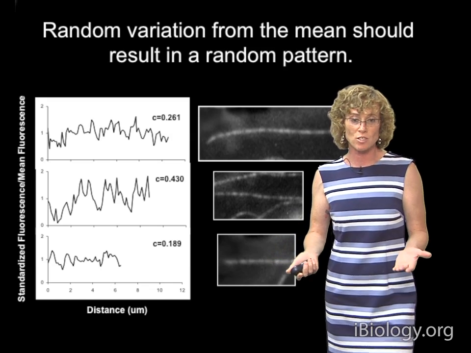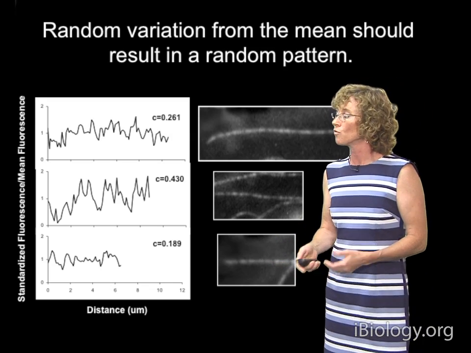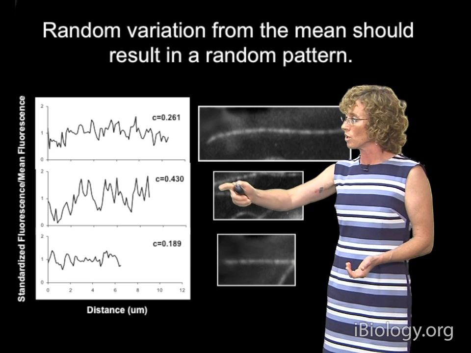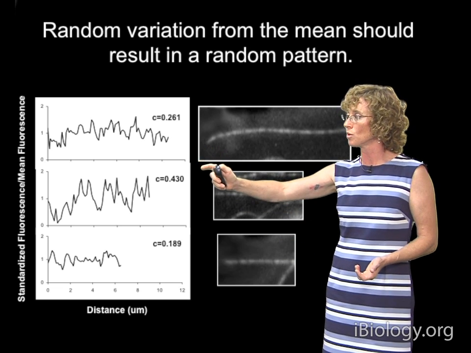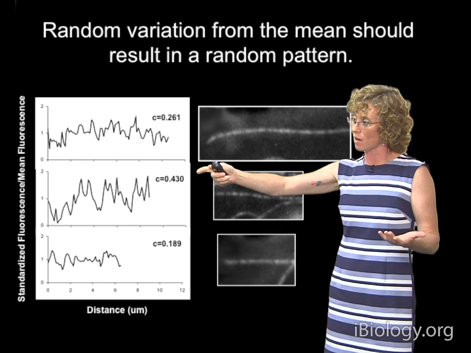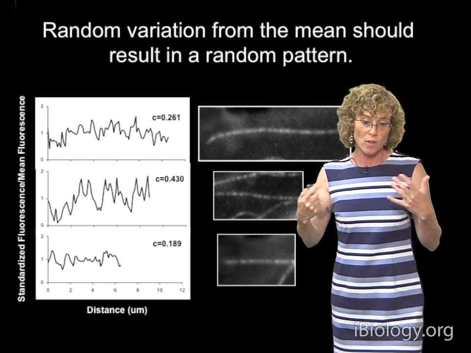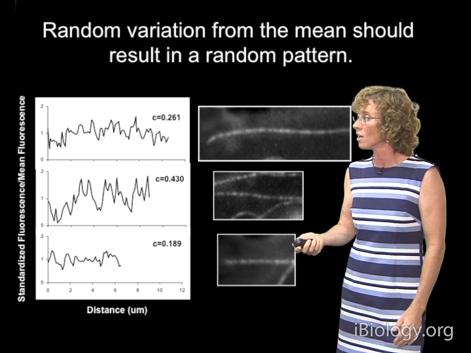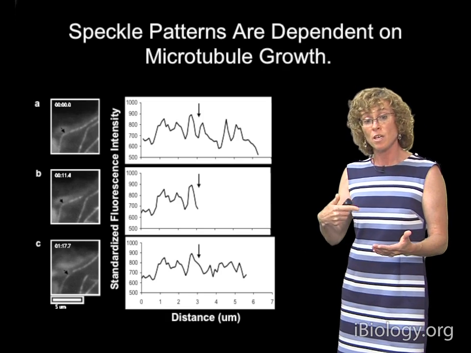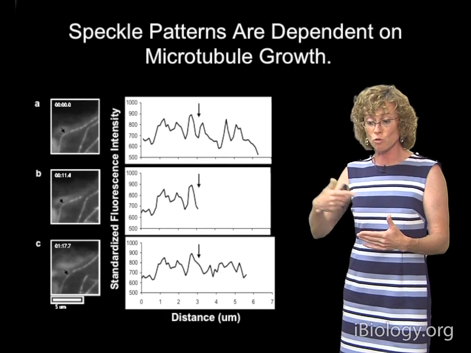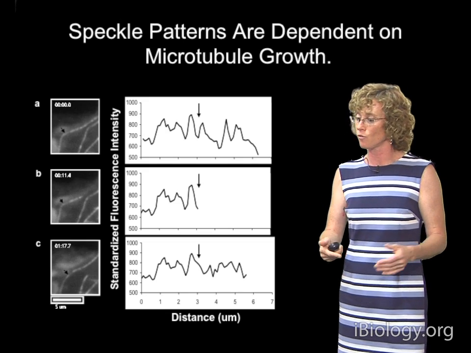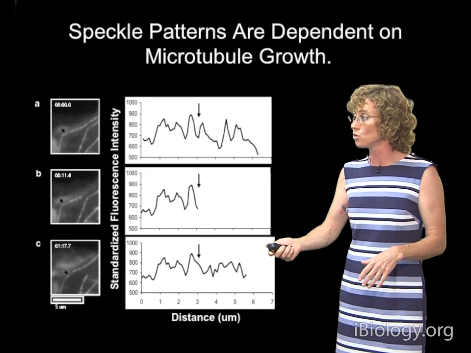There were several predictions of this model. A random incorporation of labeled and unlabeled tubulin should result in a random pattern of fluorescence along the microtubule. So we measured the fluorescence along the microtubule and ran a power spectrum of it, and we saw no peak. There was no periodicity of this fluorescence. It was a random pattern. Speckle patterns should be dependent on growth. When a microtubule regrows, you get a different random incorporation of fluorescent subunits, and you should get a new speckle pattern.